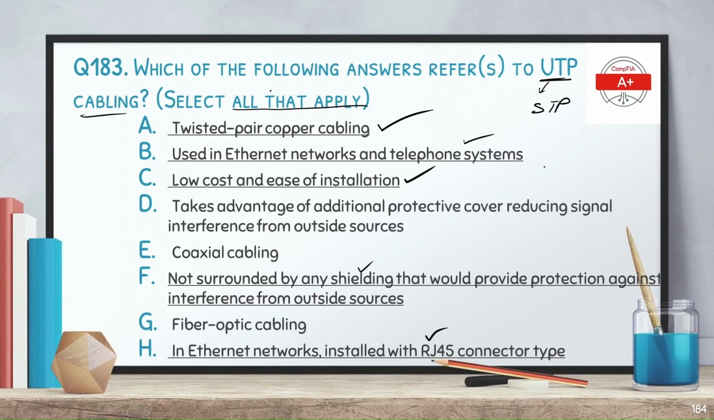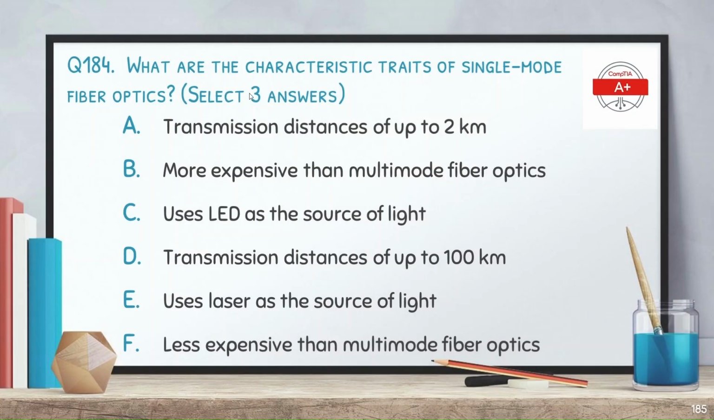So both the UTP and STP, they both use the RJ45 connectors. Question number 184 is, what are the characteristic traits of single mode fiber optics? Fiber optics has two types: one is single mode and the other is multi-mode. Here we are talking about single mode, and we have to select all the correct three options.